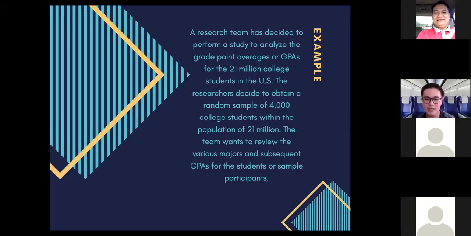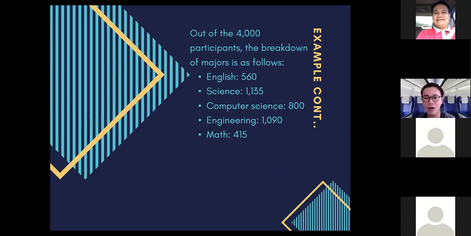So the researchers decided to obtain a random sample of 4,000 college students within the population of 21 million. The team wants to review the various majors and subsequent GPAs for the students, or sample participants. If you notice, how did they get that 4,000? Out of the 21 million college students. So out of the 4,000 participants, we have the breakdown of majors as follows.